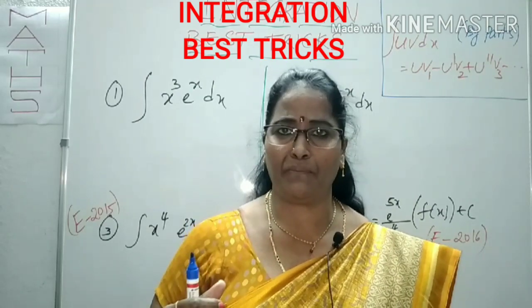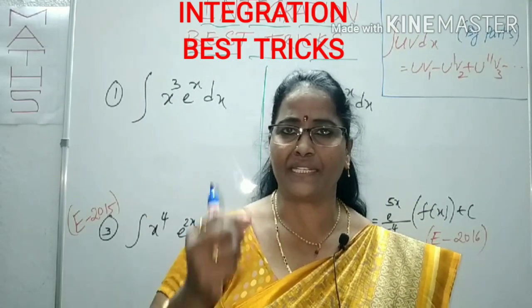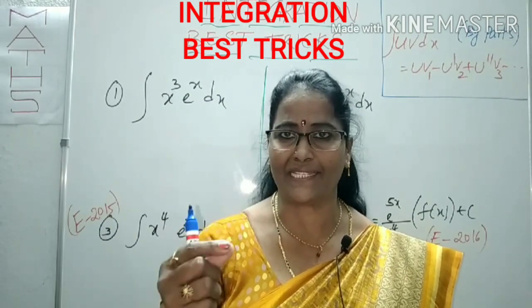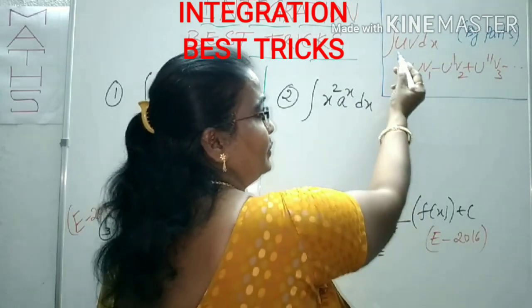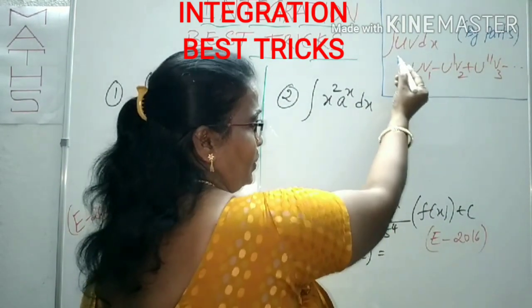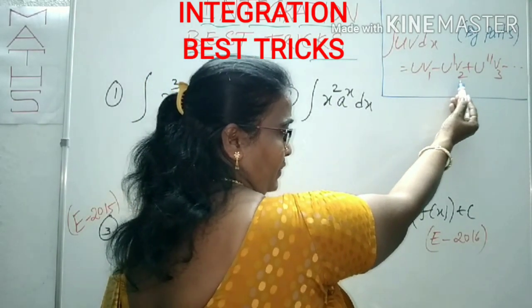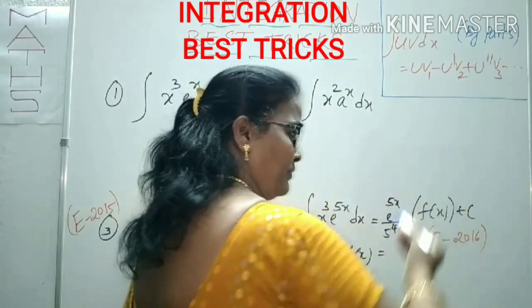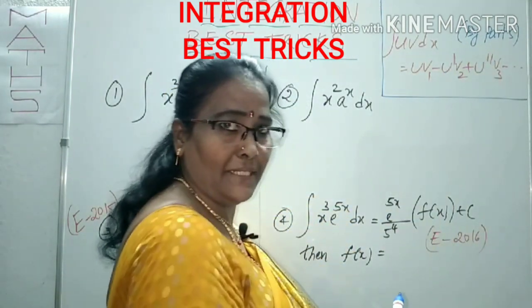You know the general formula of by parts well, but I'm not using that. I'm using a very simple trick. What is that? Look here. Integral of uv, where u is the first function and v is the second function. Now the integral of uv we can write as u into v1 minus u dash into v2 plus u double dash into v3 minus, and so on. We alternate plus and minus.